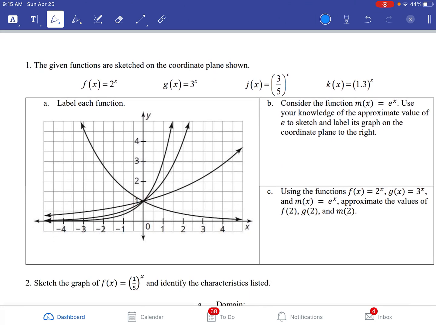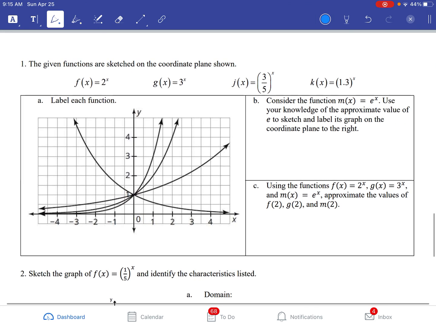So let's try some examples here and do a couple problems, and then we'll try some practice problems. All right, the given functions are sketched on the coordinate plane below. Okay, we want to label each function. So there's 1, 2, 3, 4, 5 functions. So we're missing one, but that's okay. All right, notice they all have a y-intercept at 1. So we talked about that before, up at the table up top.